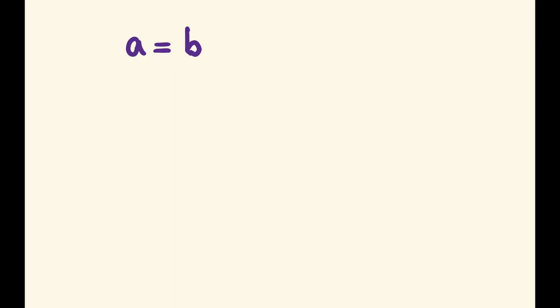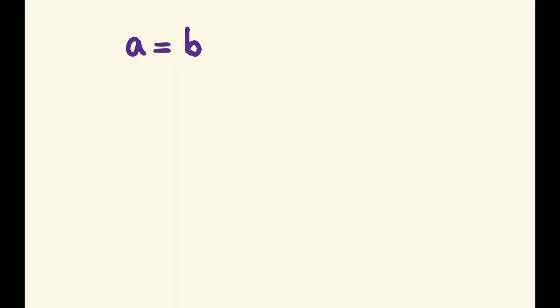So let's suppose that I have a equals b, and this is one equation. One way to have equivalent equations is to just simplify the expression. If there are some terms on the left and right that I can simplify, then we just simplify the expression.